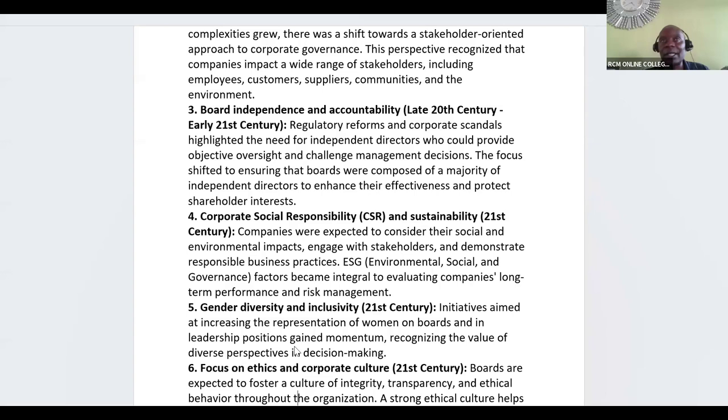Then number five, we have gender diversity and inclusivity. Initiatives aimed at increasing the representation of women on boards and in leadership positions gained momentum, recognizing the value of diverse perspectives in decision making. I mean, all these are evolutions. We would want a situation where our boards are as inclusive as possible. We should be able to have people who are differently abled also being part of these boards. We need women. We need men to be part of these boards. We don't want a situation where we have just a homogeneous board.